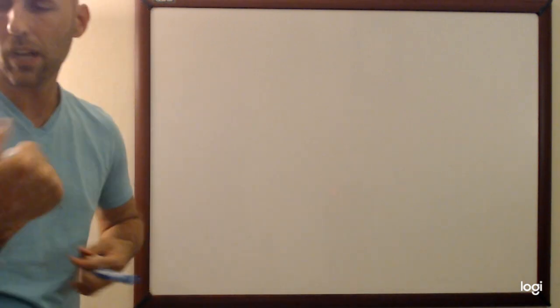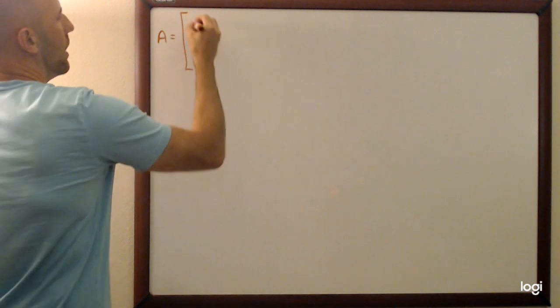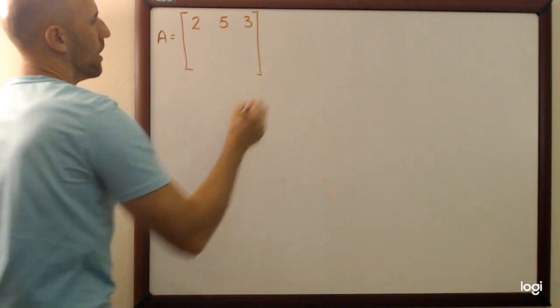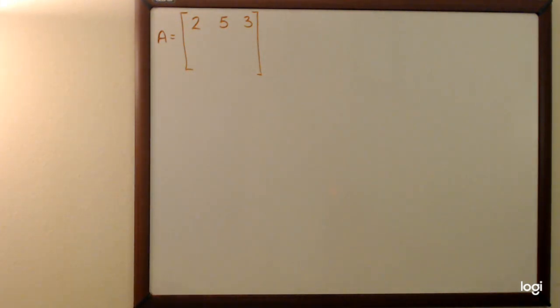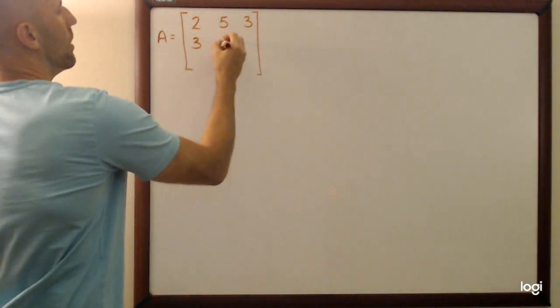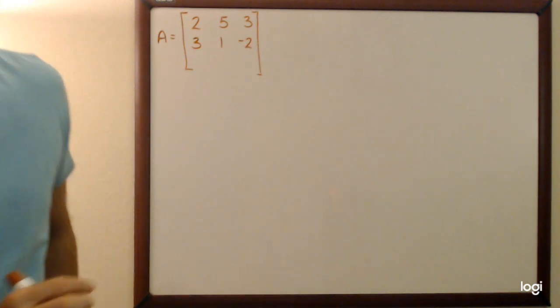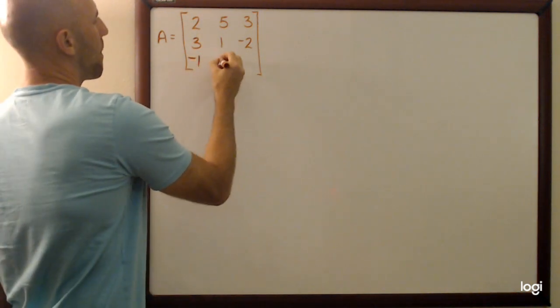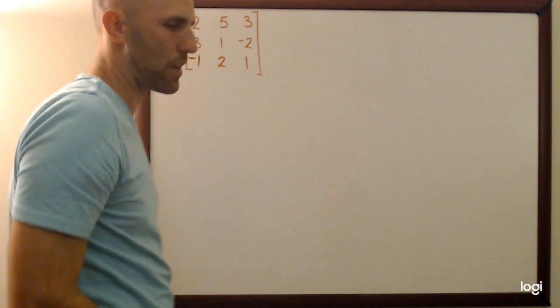Okay, so let me get a practice matrix up here. I'll pull one out of the book because they're convenient and they've already been worked out. So here we go. Here's matrix A. A is 2, 5, 3. 3, 1, negative 2. And 1, negative 1, 2, 1. Okay. Always be very careful copying the stuff down on your paper.